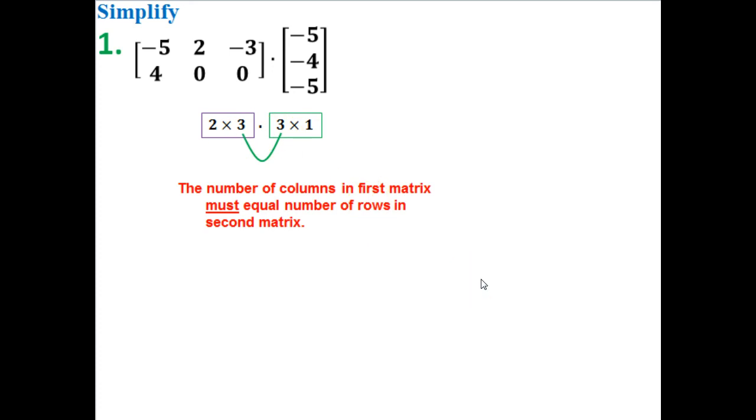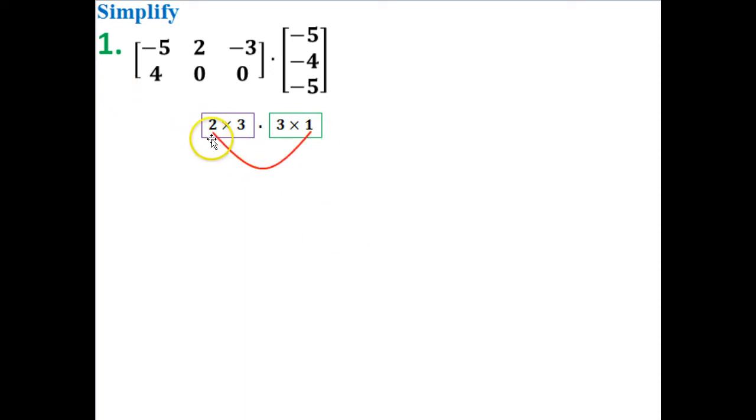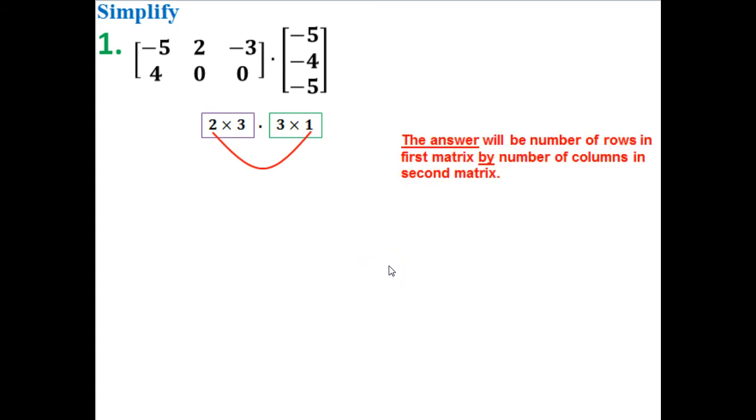So now that we know that we can multiply them, we want to see what our ending matrix is going to look like. To do that, we focus on these outer 2 numbers, a 2 and a 1. The technical rule is that the product of these 2 matrices has the number of rows in the first matrix by the number of columns in the second matrix. If you just focus on these 2 outside numbers, that's all we're looking for. So this one is going to be a 2 by 1 matrix. That's going to be our answer.